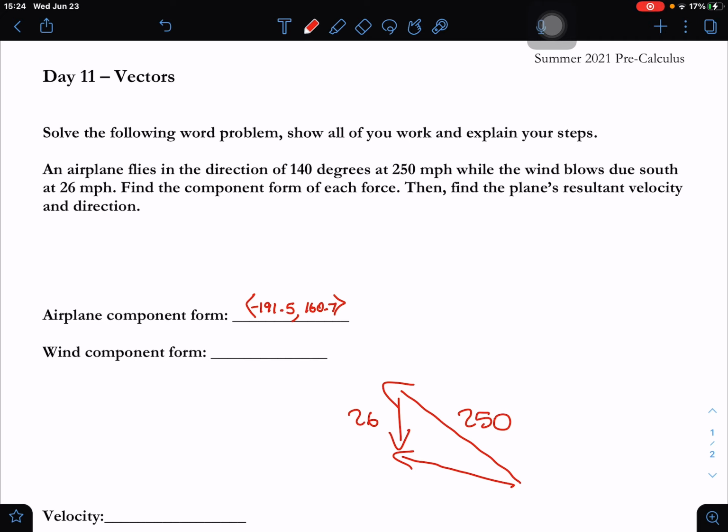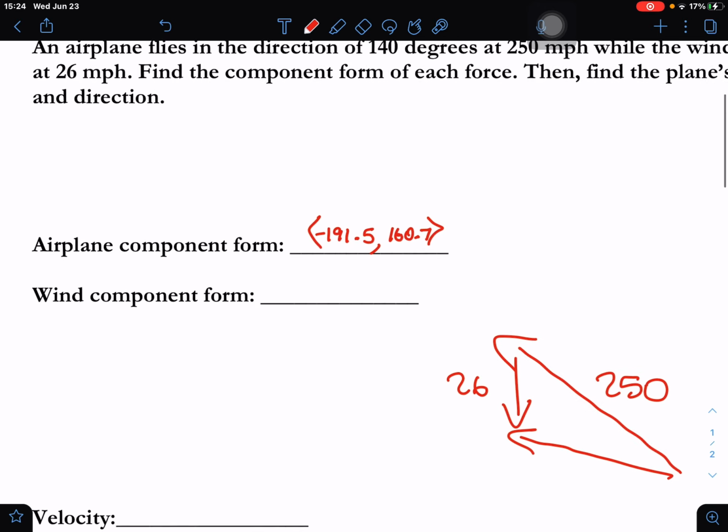For the wind, since it's directly south, we don't really have to do any calculations. We just have to look at the fact that since it's going down 26 and it's not going left or right at all, we know that the x value is going to be 0 and our y value is going to be negative 26, like that.